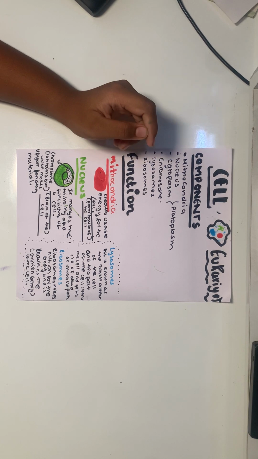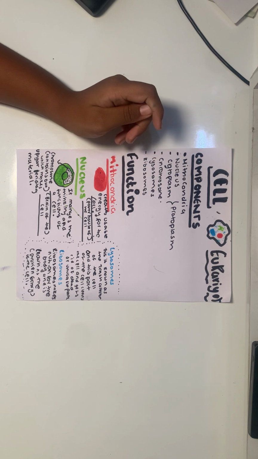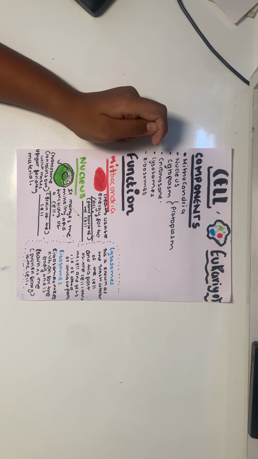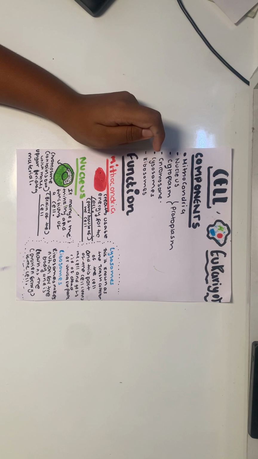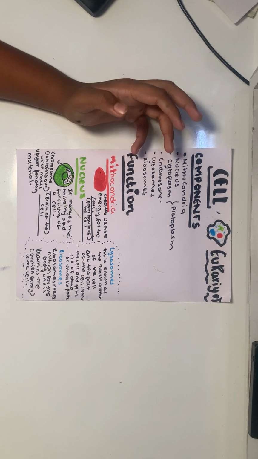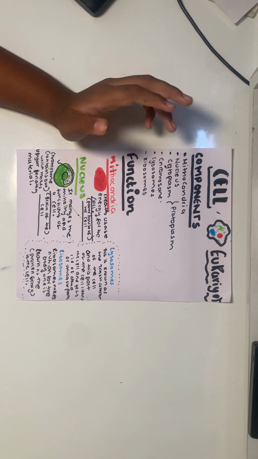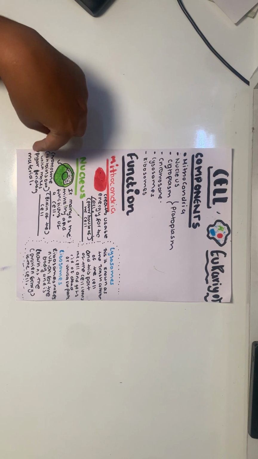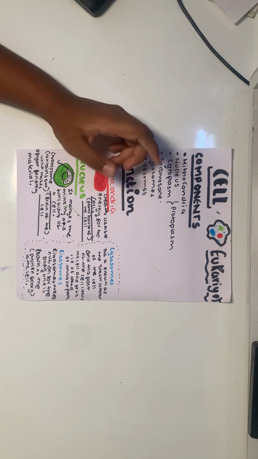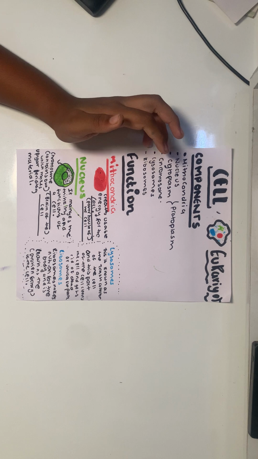Inside the nucleus there is a component called chromosomes, which hold your hereditary material. So the stuff that you get from your parents, like if your parents have blue eyes, then the fact that you will have blue eyes is inside these chromosomes. Okay, then we have lysosomes and ribosomes.